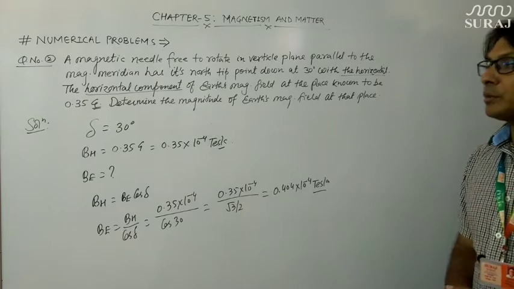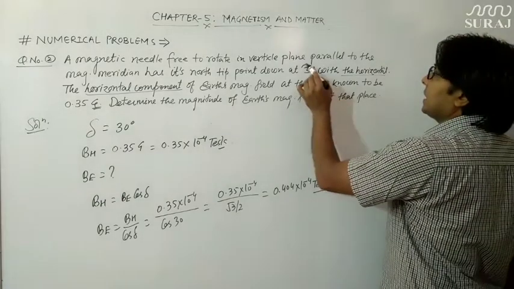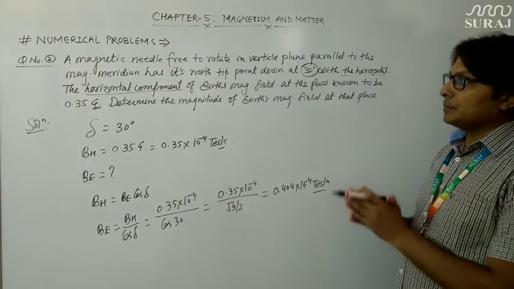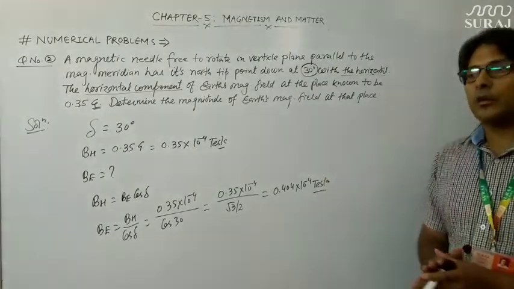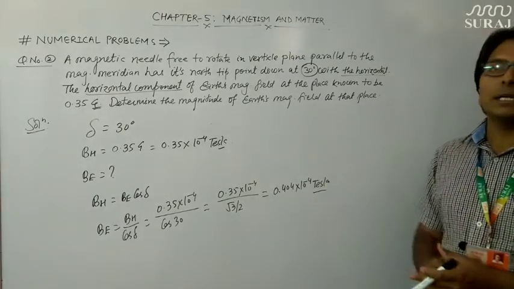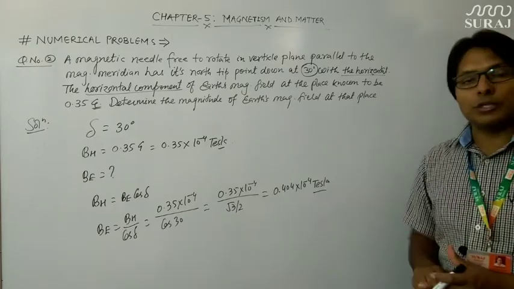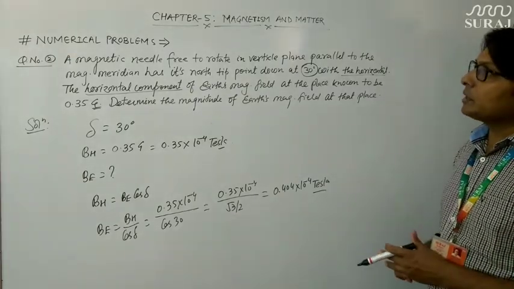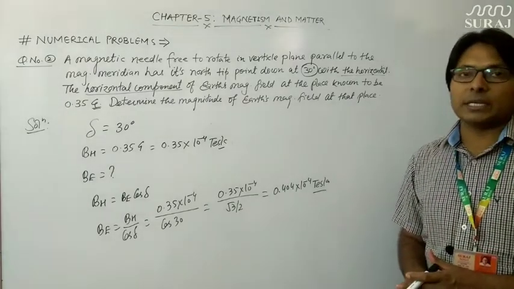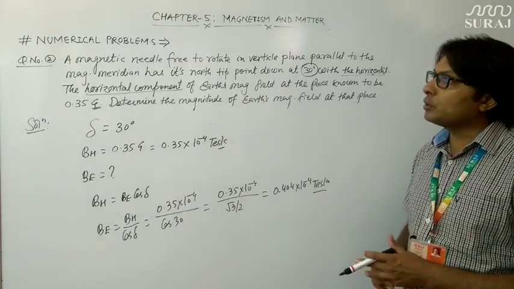The point of concern here is to identify this angle, which is the angle of dip. The angle made by the magnetic needle, or the angle made by Earth's magnetic field to the horizontal in the magnetic meridian, is known as the angle of dip, which we defined during the course when we studied Earth's magnetic field and various elements of Earth's magnetic field. So moving on to the next question.